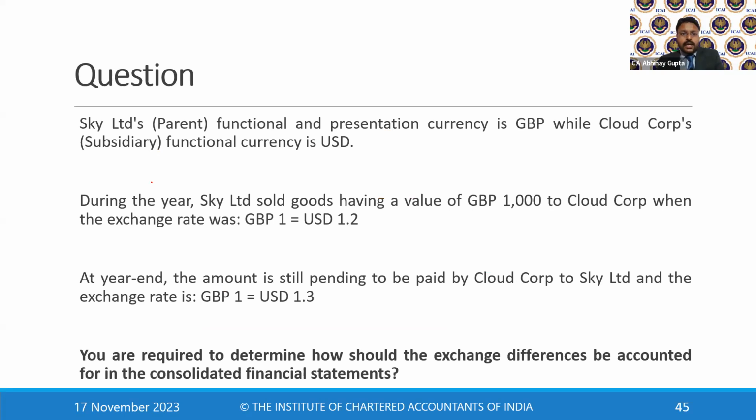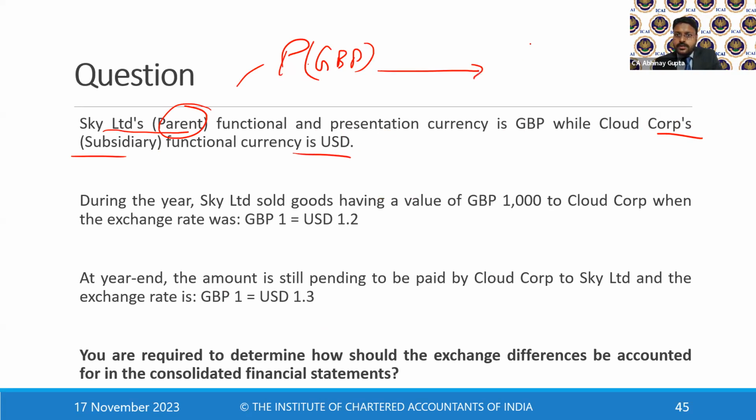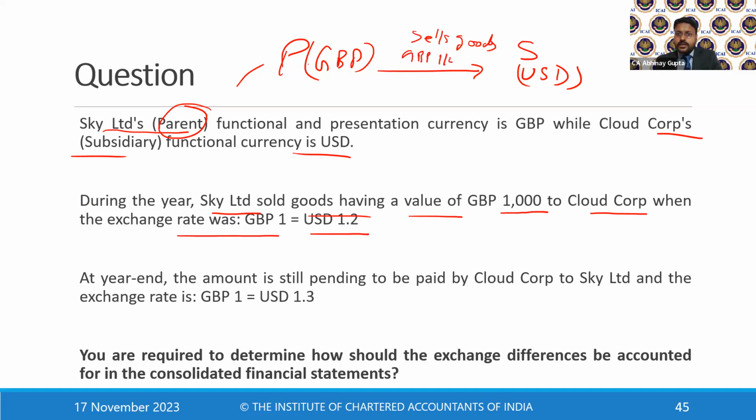Let's do a quick question to crystallize the concept we just understood. ICAI Limited is the parent company P, with functional currency GBP, while Cloud Corporation is the subsidiary with functional currency USD. During the year, Sky Limited sold goods of value GBP 1000 to Cloud when the exchange rate was GBP 1 to 1.2.